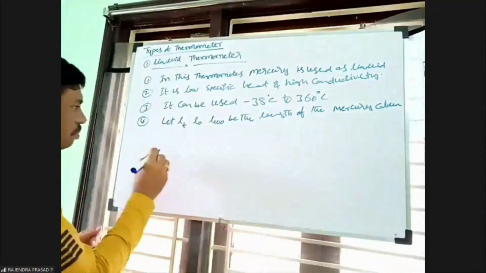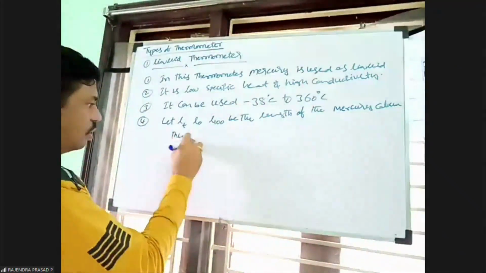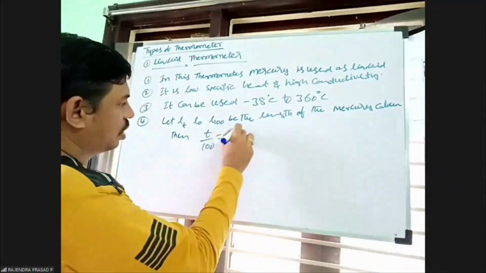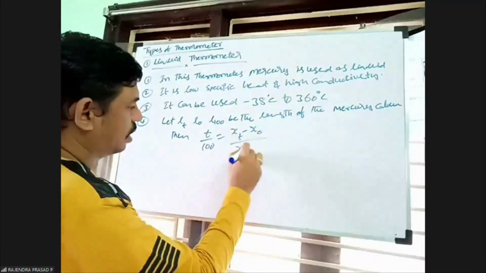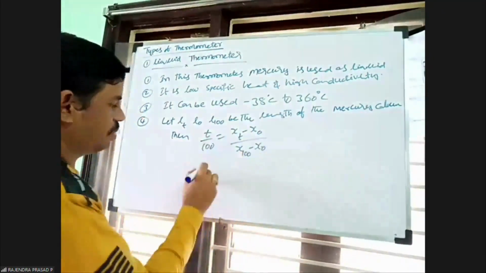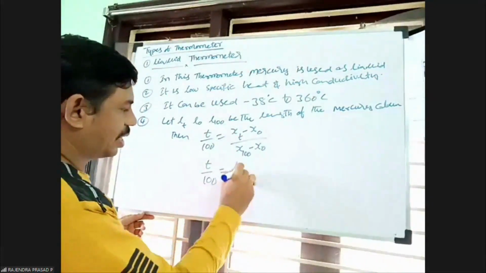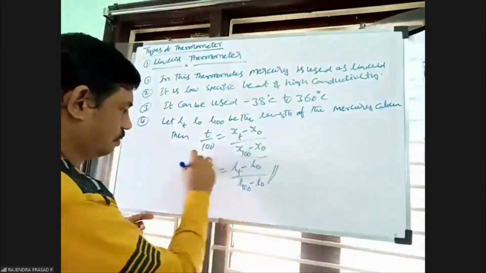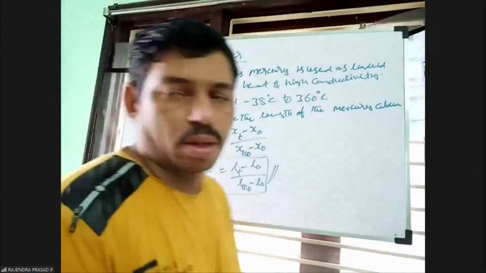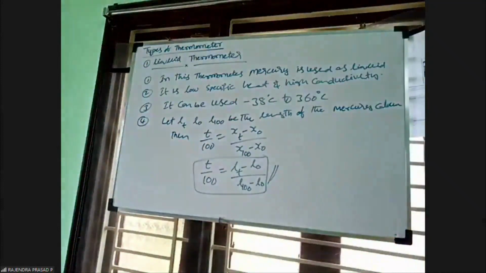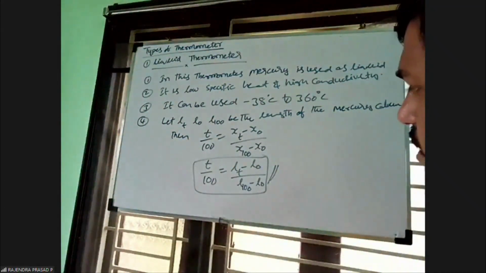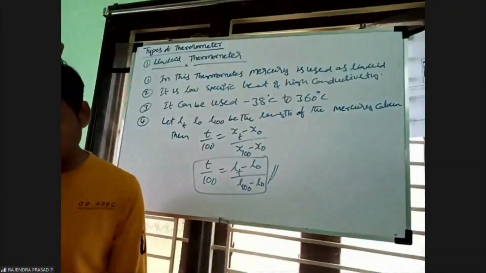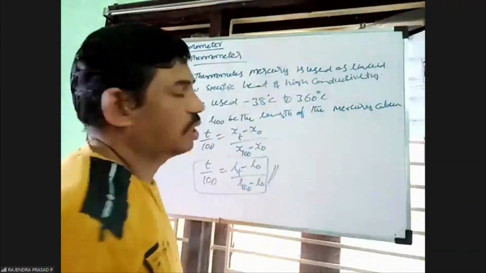Mercury column. Then T by 100 is equal to XT minus X0 by X100 minus X0. Similarly, T by 100 is equal to LT minus L0 by L100 minus L0. This is called a liquid thermometer. Mercury is used in a liquid thermometer.